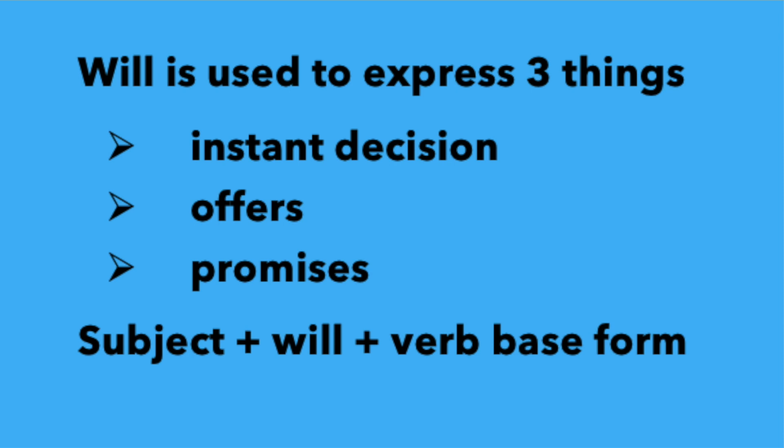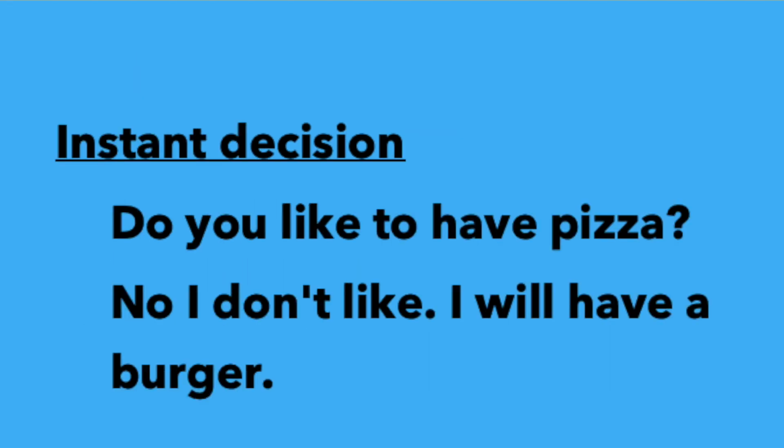See the example. Imagine you are in a restaurant. Your friend wants to order food. He asked you, do you like to have pizza? You answered, no, I don't like it. I will have a burger. This is an instant decision. You didn't plan to visit the restaurant and to eat this food on this day. You just made a decision just now, when you passed, you saw the restaurant and decided to have food.